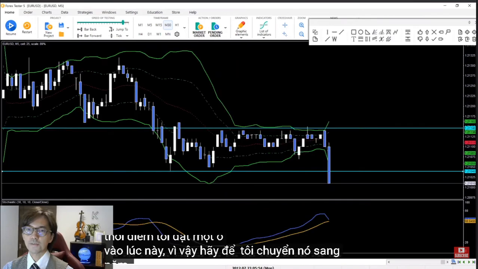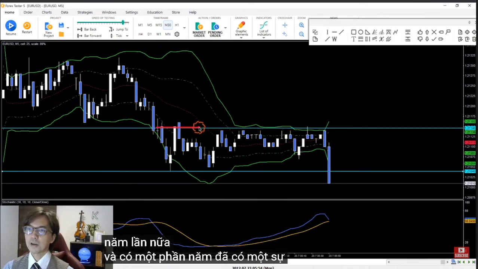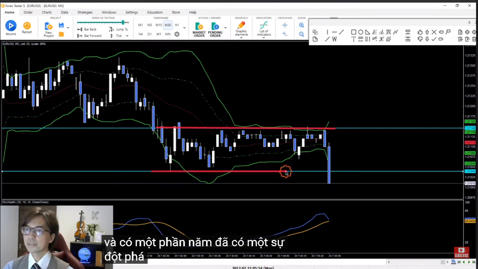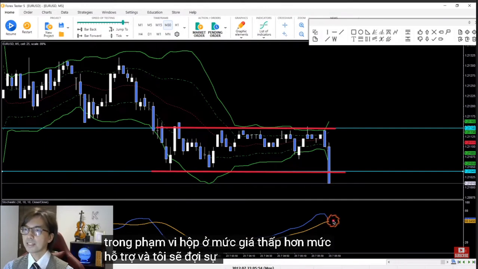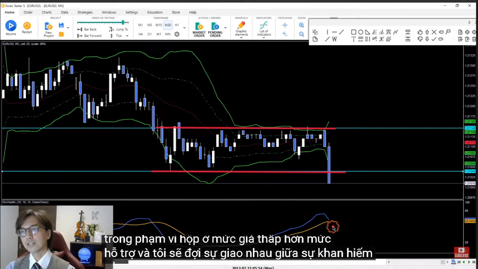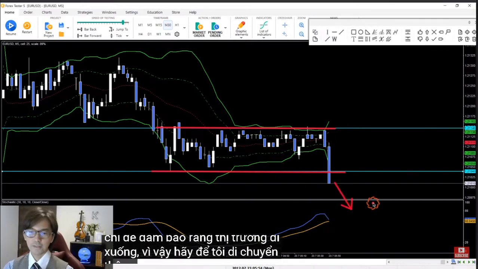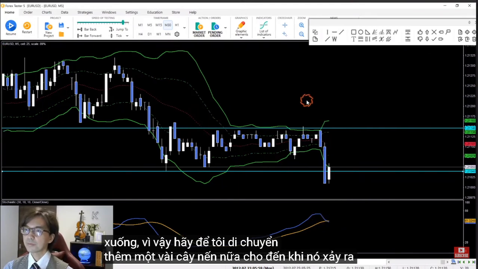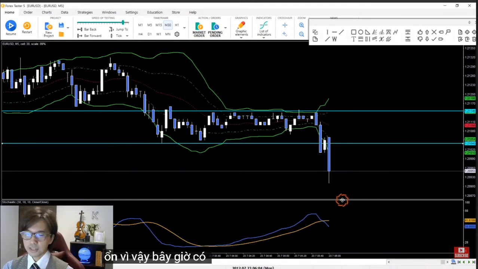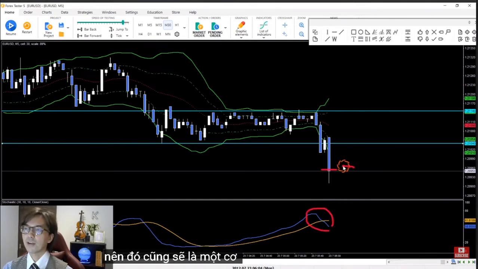So let me switch it to 5 again. In the 5, there was a box range breakout, and now price is below the support. And for stochastics, I will wait for a stochastic dead cross to happen just to make sure that the market goes down. So let me just move a couple more candles until it happens. Okay, so now there's a clear stochastic dead cross, so that will be a great sell chance as well.